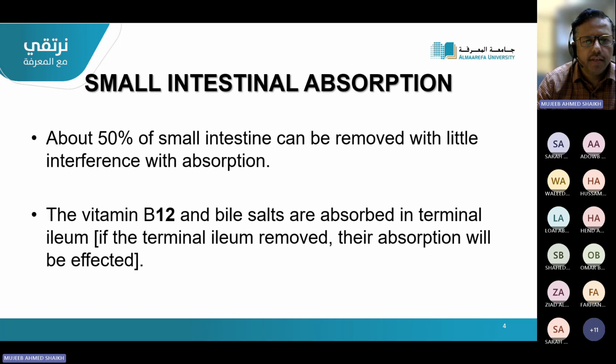So 50% of the small intestine can be removed without any problem of absorption, except for the terminal ileum. It has to remain intact because vitamin B12, folic acid, and bile salts are absorbed in this area only. So the terminal ileum has to be spared, while the other part can be easily removed if there is a problem.